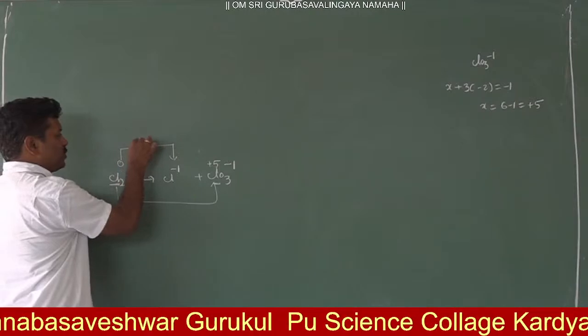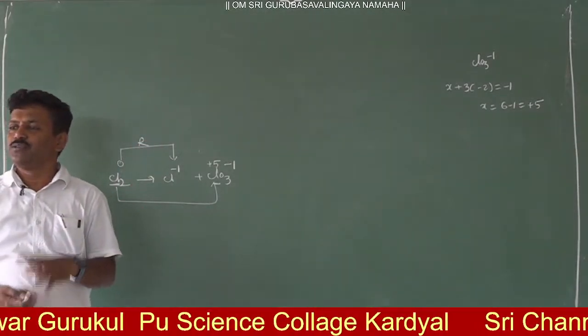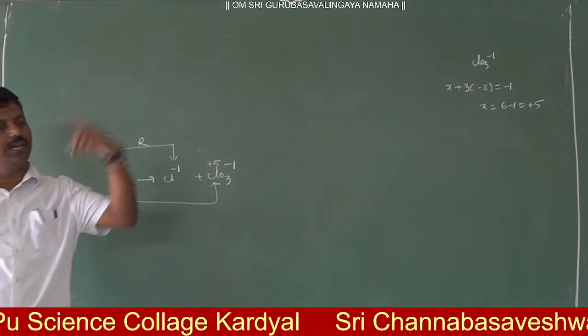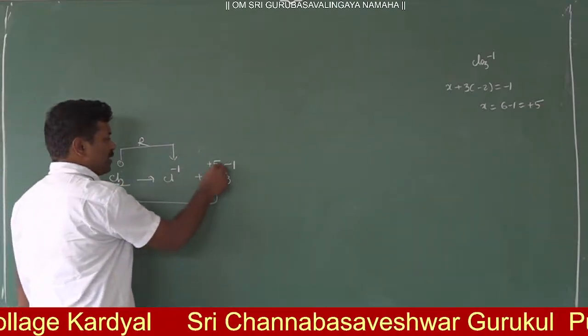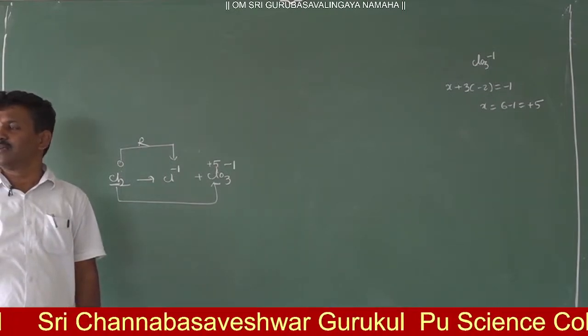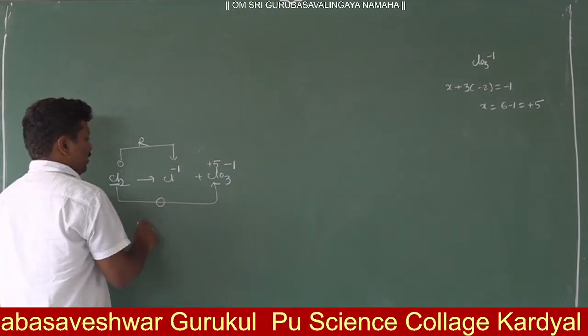Sir, 0 to -1 is reduction. How can we say -1 is reduction? At 0, no loss, no gain. At -1, 1 extra, so 1 gain is there or not? Gain is nothing but reduction. 0 to +5 is loss. How many? 5 electrons loss. Loss of 5 electrons is called oxidation.